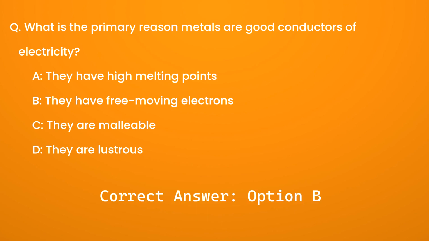The correct answer is option B, which is they have free-moving electrons. Metals have free-moving electrons that allow them to conduct electricity efficiently.